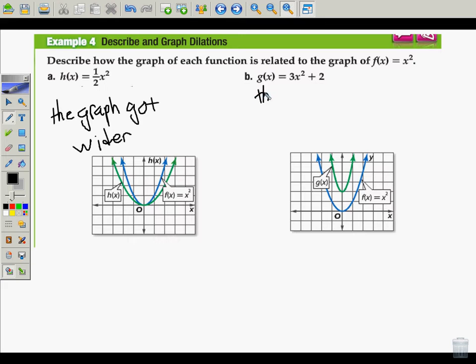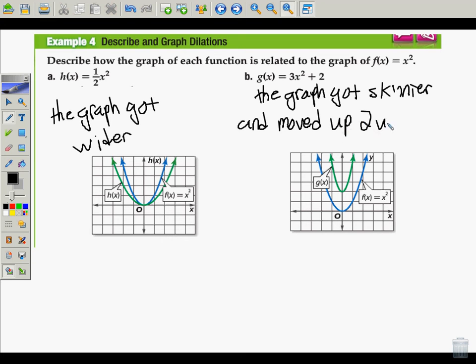But also, look here, we added 2 at the end. This is a little bit of review of what we did earlier. If you add 2 outside of parentheses, all that does is it's going to move the graph up 2 units. Remember, that's one of our translations. If you add something outside of parentheses, you move up that many units. So you can see we have a skinnier graph and it moved up 2 units.